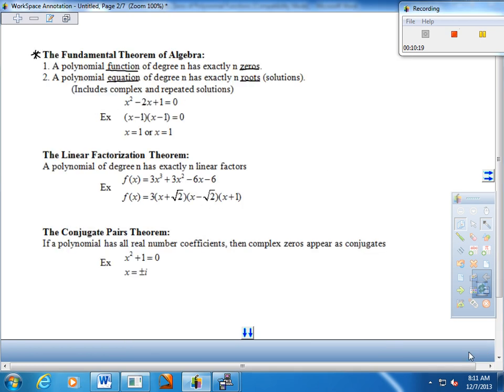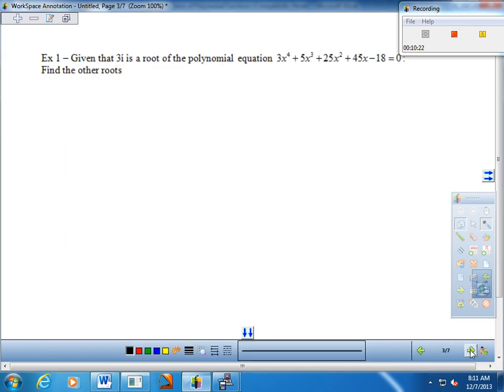Perfect. Okay. Well, let's use those ideas over the course of these next examples and see if we can just feel pretty good about it. Just reinforce many of the ideas that we've been developing. All right, let's start it out. Example 1. Given that 3i is a root of the polynomial equation, so here, guys, I've got a quartic equation, and 3i is one of the solutions to it. Find the other ones.